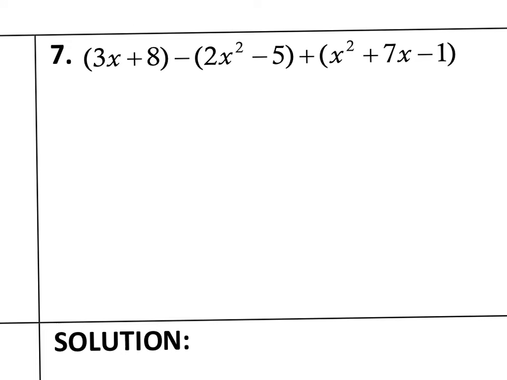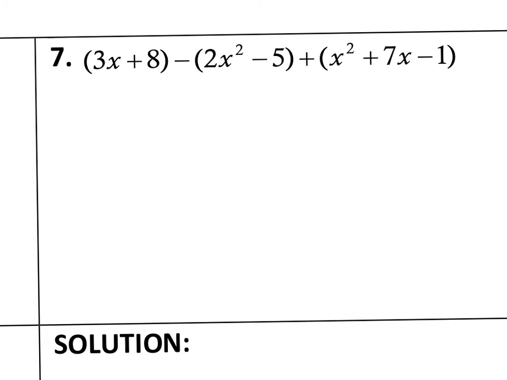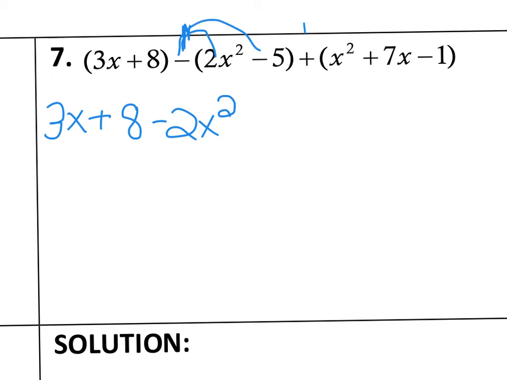Okay, so I see there is an opportunity to subtract here, and then there's an opportunity to add here. So we're going to do the same thing with this one right here, and we're going to distribute that negative sign. So let's just rewrite. And if I distribute this negative sign to the 2x, that becomes negative 2x squared. And if I distribute that, that becomes plus 5. And then I'm just going to rewrite x squared plus 7x minus 1.